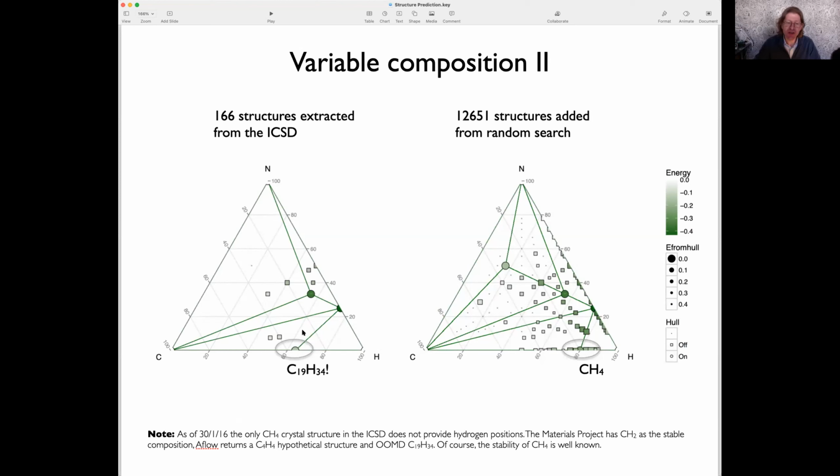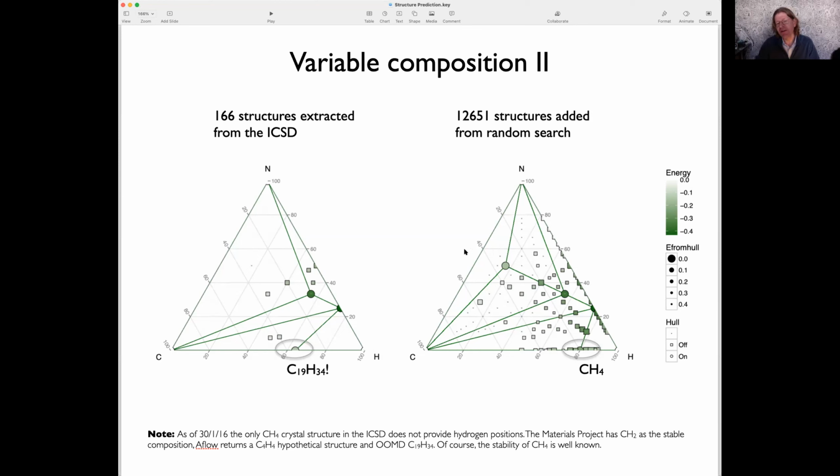And here I was just showing that if you try to calculate a convex hull by taking carbon, hydrogen, and nitrogen structures from the ICSD, for whatever reason, the ICSD doesn't contain methane as a compound, and so it thinks that C19H34 is the thermodynamically stable form of carbon and hydrogen. Whereas if you do AIRSS or random structure searching, you get a much broader coverage of all the composition space, and you certainly don't miss things like methane. Now, probably this was done in 2016, so I hope that they fixed that mistake now.